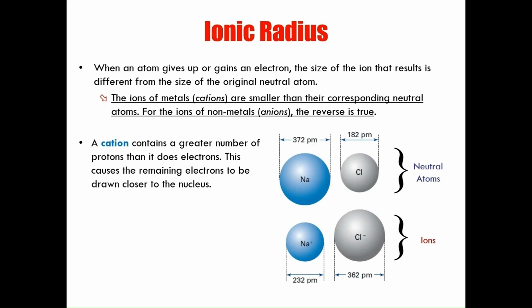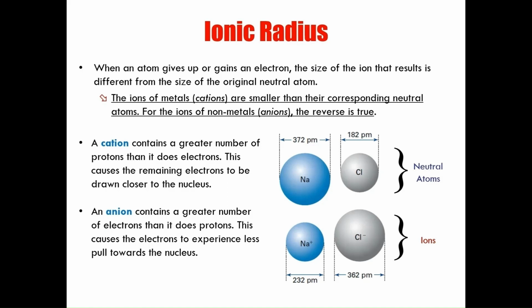When an atom loses electrons to become a cation, it resultantly contains a greater number of protons than it does electrons. This imbalance causes the remaining electrons to be drawn closer to the nucleus. Thus, the radius of the cation is less than its parent atom.